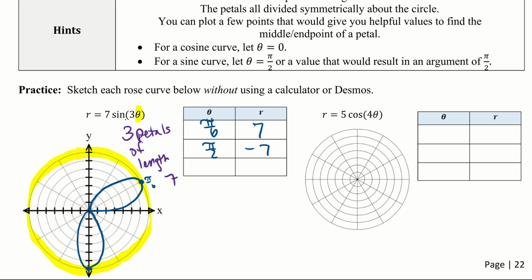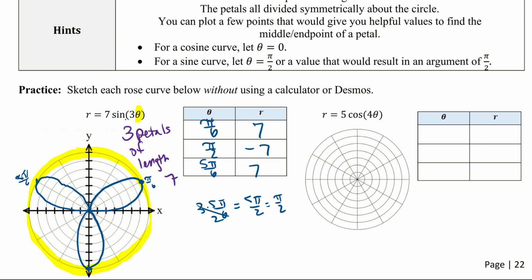I want to get more pi over 2s. I have this multiplier of 3. Why don't I do another pi over 6, but I'll do 5 pi over 6, because 3 times 5 pi over 6 is really 5 pi over 2, which is the same as pi over 2 again. It's just going around the circle again. Well, if I have a pi over 2 for my argument, sine of pi over 2 is 1, times 7 is 7. 5 pi over 6 is this angle, and I'm going to go out 7 units to draw that petal.